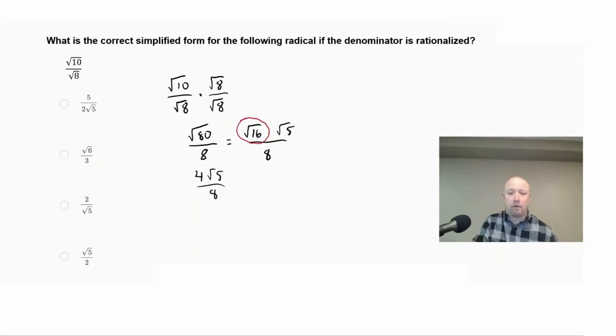And then the 4 out in front of the radical is going to simplify just like a normal fraction here. So 4/8 is 1/2, so we get root 5 over 2 as our answer.